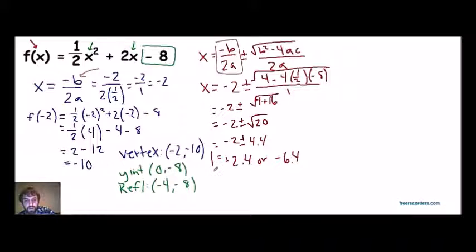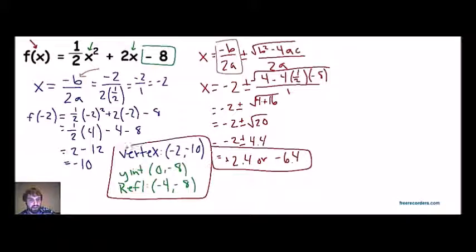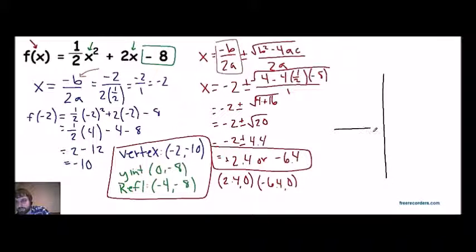Awesome. So now we have those pieces. We have 5 coordinate points now. Drawn as coordinate points, this is 2.4, comma 0, and this is negative 6.4, comma 0. So there are our 5 coordinate points we're looking for. Let's go ahead and get a rough sketch. What you're going to want is to get in all these points. We know it needs to go down to at least negative 10.